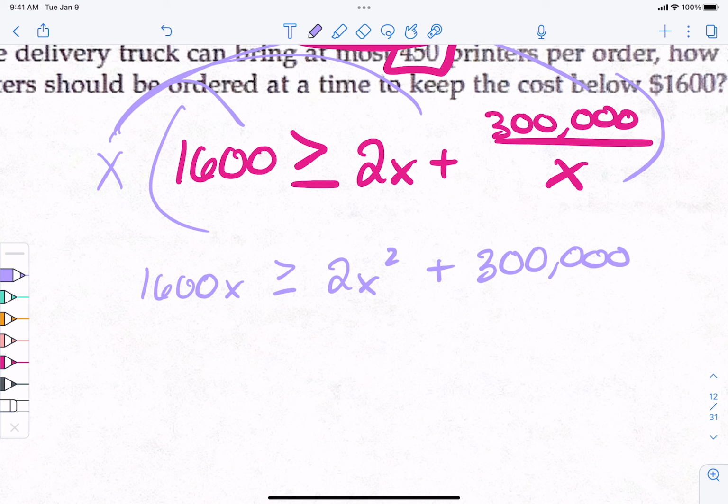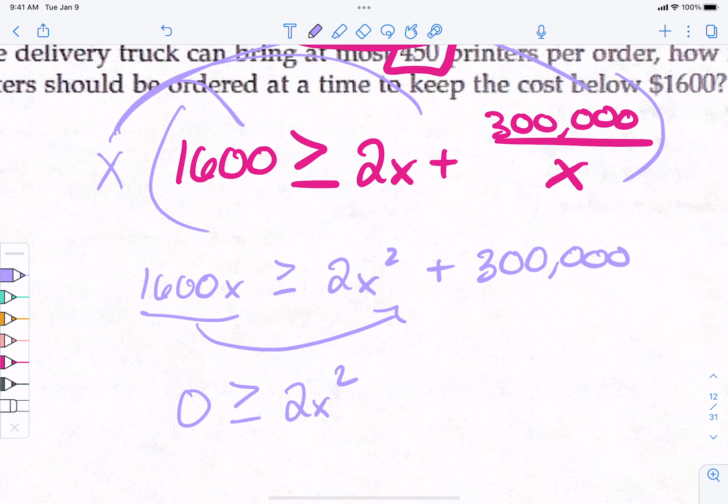Move it all to one side. I'm going to move the 1,600 over there. So 0 greater than or equal to 2x squared minus 1,600x plus 300,000.